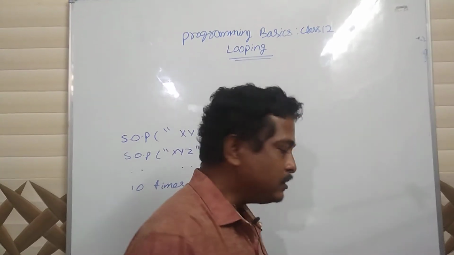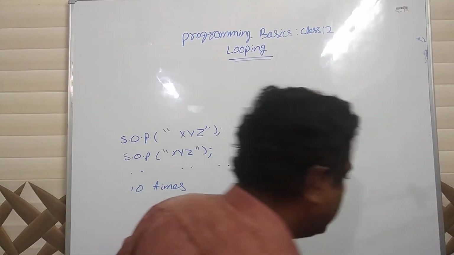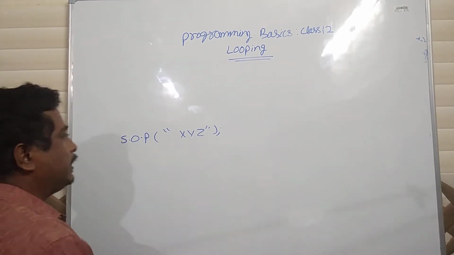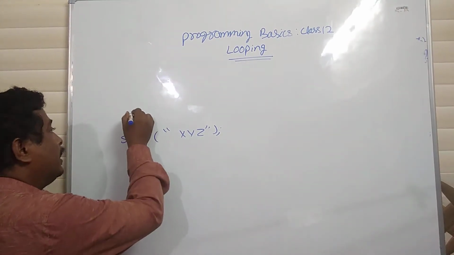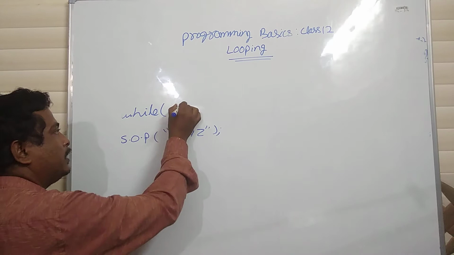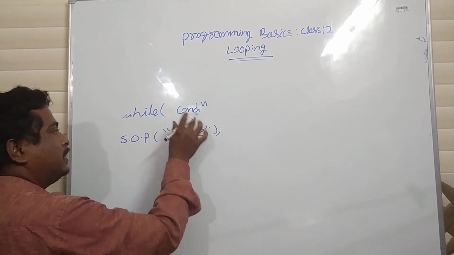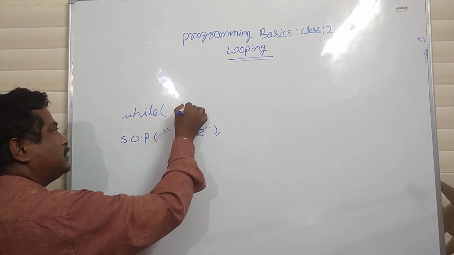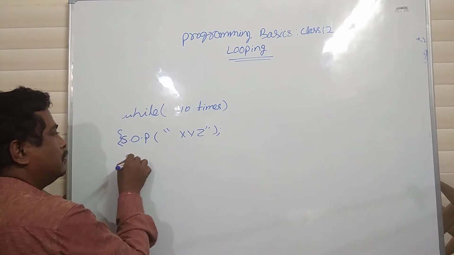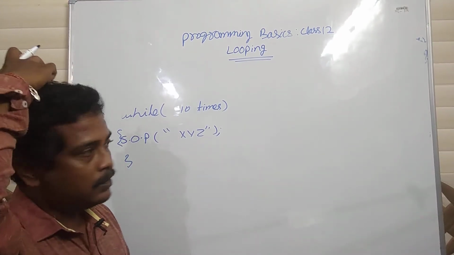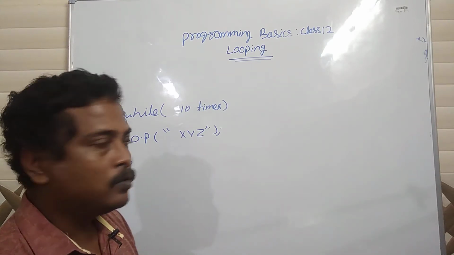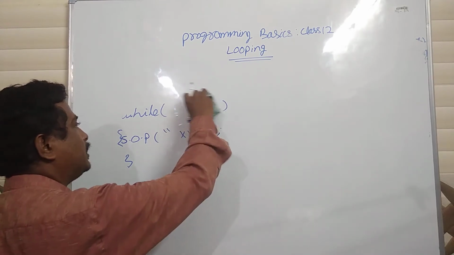So let us take this example only. Here I will print XYZ 10 times. So what will I write? I will give some condition here, a while condition. The condition is 10 times. While 10 times, printf this one. Now this 10 times I have to put in a condition. So how to put that condition?